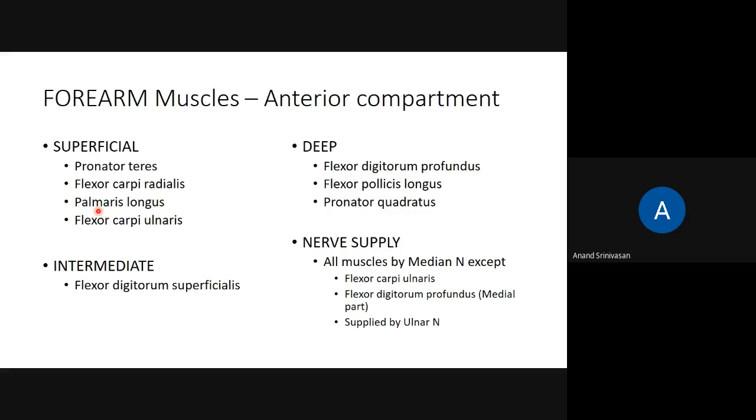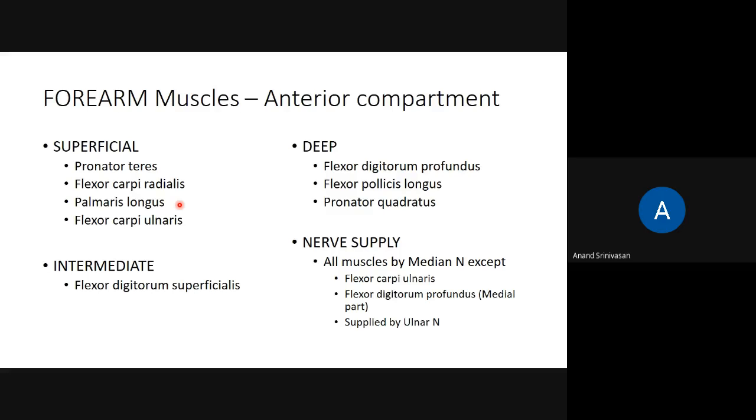Why is it called palmaris? Because this muscle goes into the palm, to the palm of the hand. So that's why it's called palmaris. And why is it called longus? Longus is used because it has a long tendon. Whenever I say there is longus, there is something which has a short tendon. Only when both the muscles are there, we call it palmaris longus.